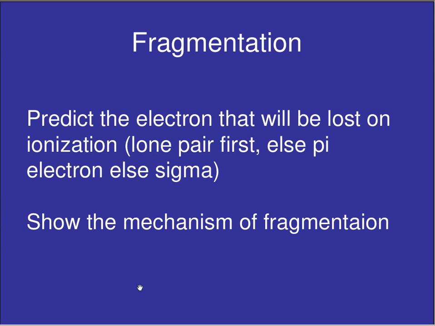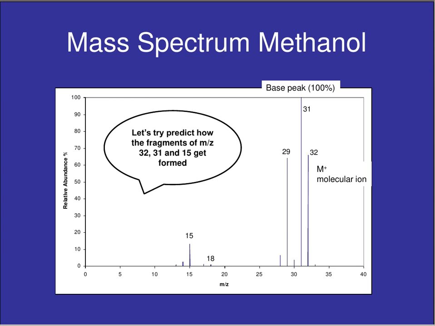And what is further interesting is that we are able to show mechanisms of fragmentation. So I'd like to go back to the mass spectrum of methanol and remind you to always look on mass spectra for the base peak, which is the highest peak in the mass spectrum. That's normally scaled to 100%. And the molecular ion, which we can check by simply adding up the masses of all the atoms in the molecule to confirm. For methanol, the molecular ion is at 32.